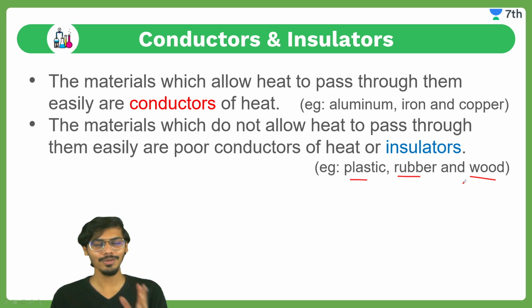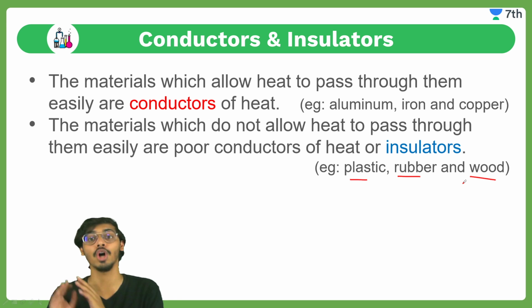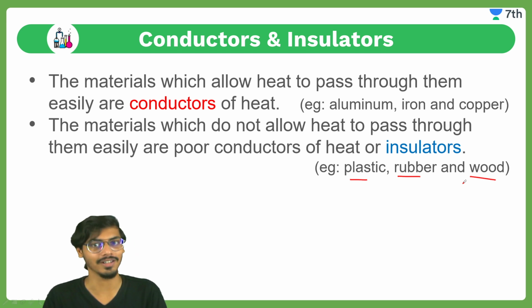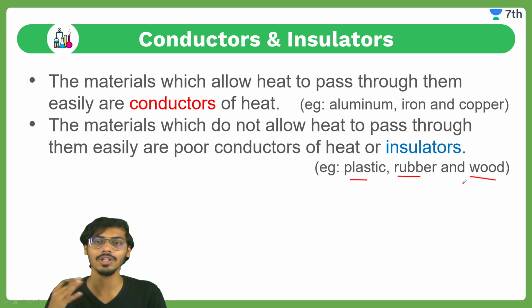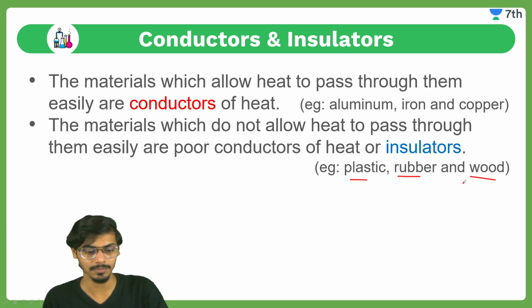So now you understand that some materials allow heat to pass through it and some materials do not allow heat to pass through it. The materials जो allow करते हैं heat को जाने के लिए उसमें से, those are called conductors. जो allow नहीं करते heat को उसमें से जाने के लिए, those are called insulators. Simple? Understood? किसी को doubt है तो comments में पूछो, I will answer it.